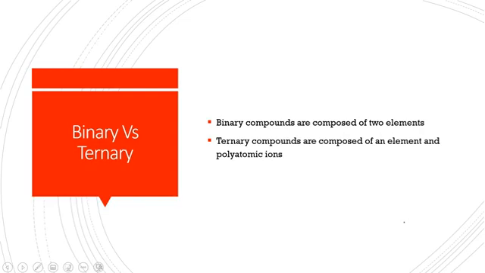Whenever you have these, there's two different types. You have binary versus ternary, and binary compounds are just ones that are composed of two elements, whereas the ternary compounds are going to be composed of an element and a polyatomic ion. So that's the difference. Binary is just two elements, so it's just going to be two element symbols, and ternary is where you have an element plus that polyatomic ion.